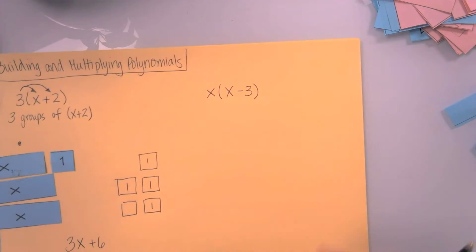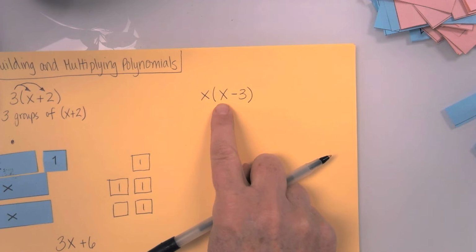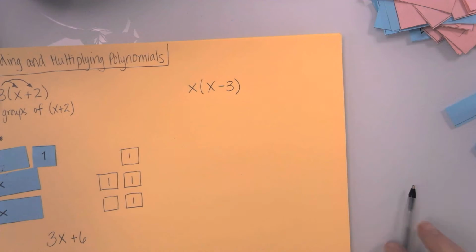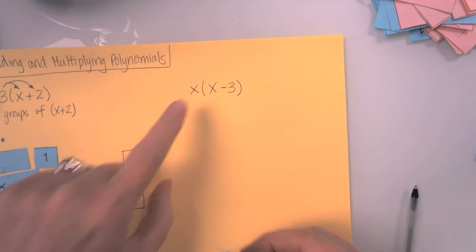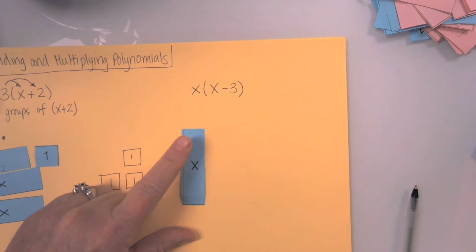It helps us. Okay, now let's go ahead and do x times the quantity of x minus 3. Remember, this is x groups of x minus 3. Now, notice that my x is positive, so I'm going to go ahead and put a positive there. And I only have 1 x, so I'm just going to lay it there.